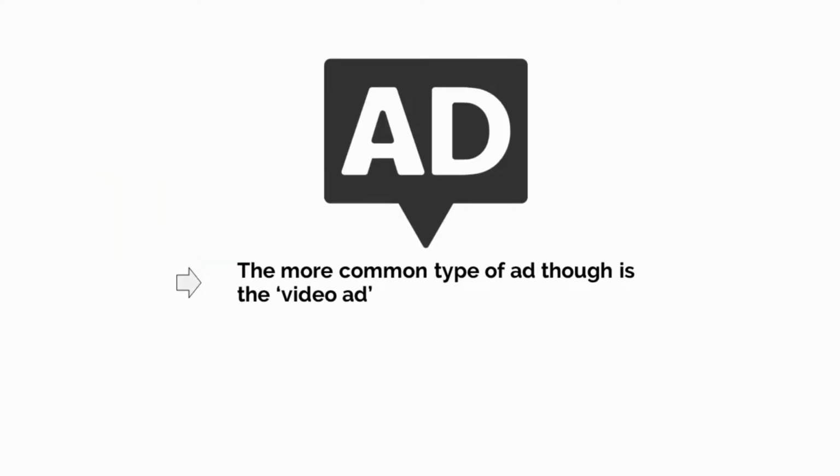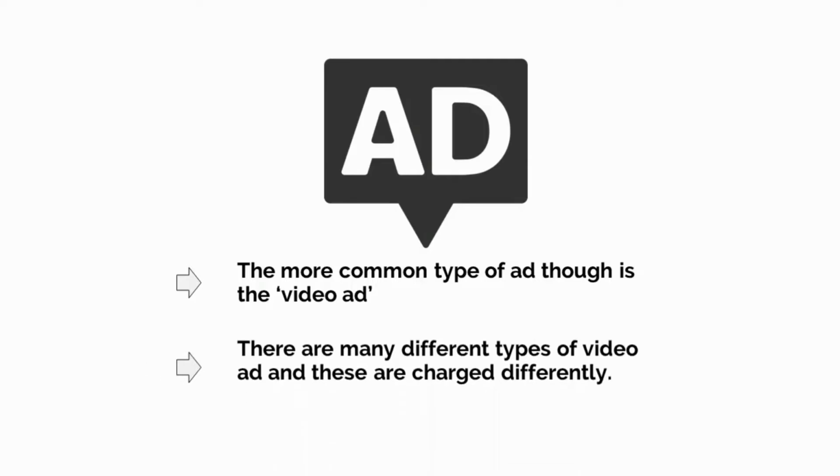The more common type of ad, though, is the video ad, and this is what this video series is mainly focused on. There are many different types of video ads, and these are charged differently, but we'll look at this in more detail later on. For now, though, we'll focus on how you select your ad and set it up.